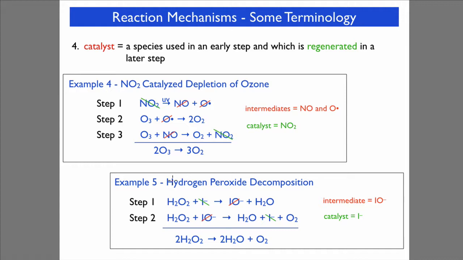Example 5, we've got hydrogen peroxide decomposition. You can see here that we're using up the iodide ion. So it's present at the beginning of step 1, and then it is formed in step 2. It's a product in step 2. So it's regenerated. It's a catalyst. The intermediate, the hypoiodite ion, is created in step 1 and then it's used up. So it's an intermediate. So I think you got the idea, the difference between an intermediate and a catalyst.